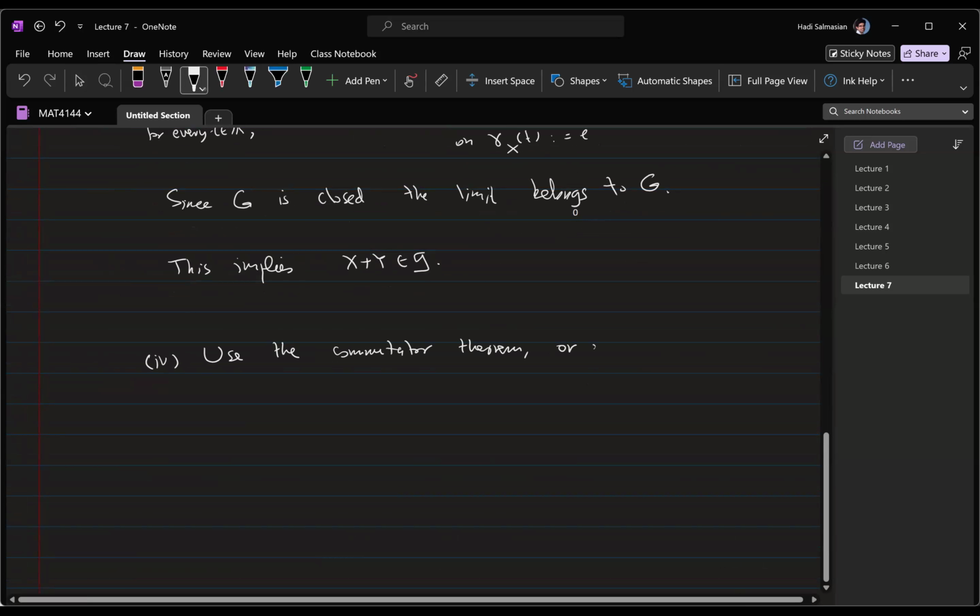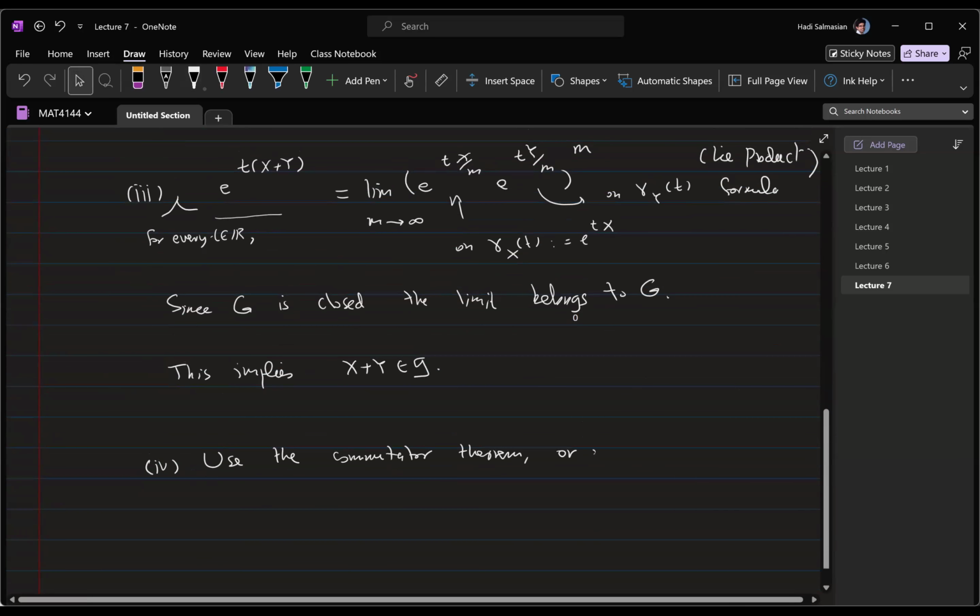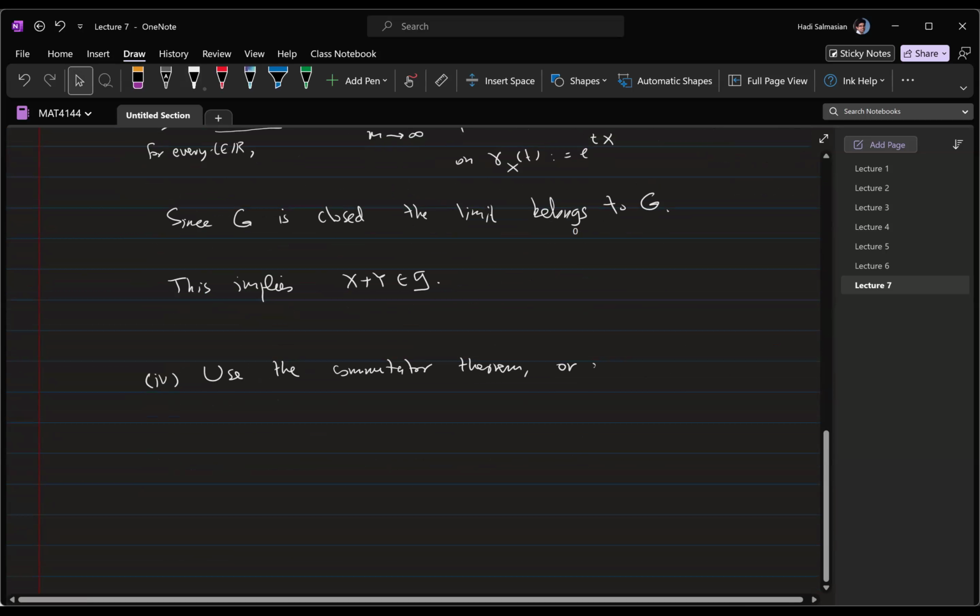Or, well, I want to show that this Lie bracket is in G. So now again, there's another trick. It's simpler, but there's still a trick. So if you look at this quantity, e to the tx y e to the minus tx. So in other words, I'm looking at this path, gamma of t equals e to the tx y e to the minus tx.